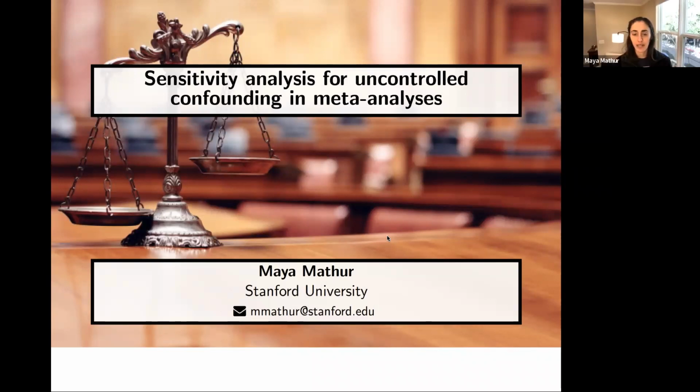Just by way of introduction, I'm Maya Mathur. I'm an assistant professor at the Quantitative Sciences unit at Stanford University, and my work focuses on, in particular, the connection between meta-analysis methods and causal inference, as well as analyses of replication studies. So today we'll be focusing on the causal inference direction.